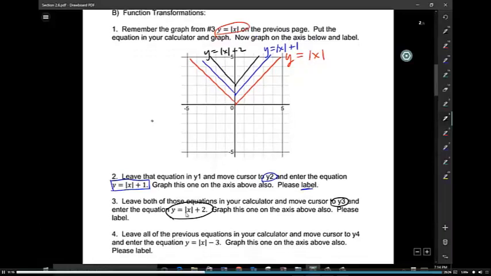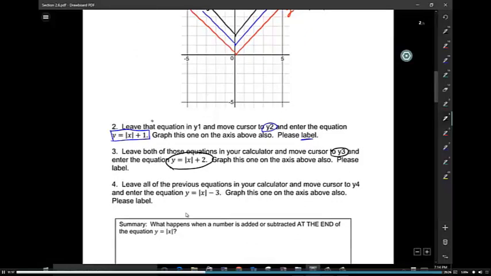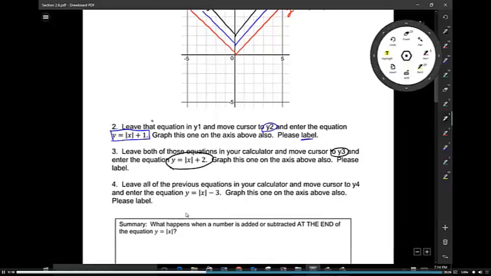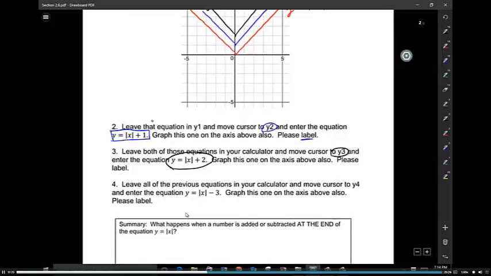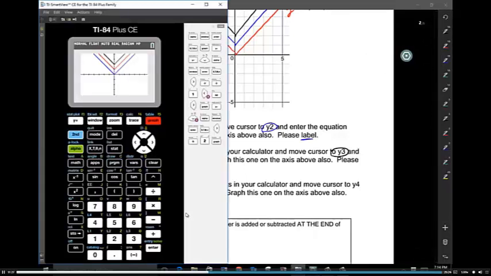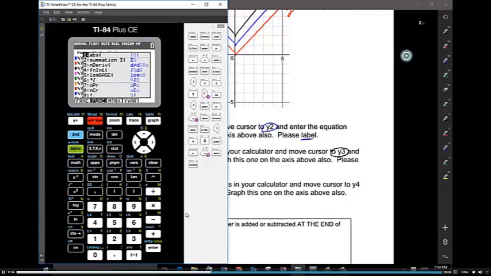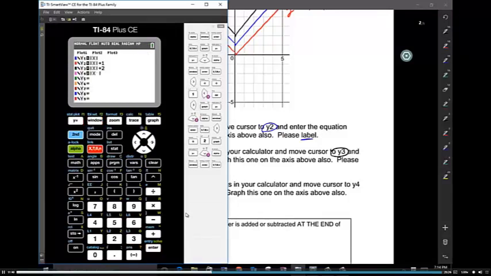Okay, now notice what it says. This time let's put in absolute value of x minus 3. So if I'm going to put in absolute value of x minus 3, I'm going to go to my calculator. Again, I'm going to leave all of those in. Just going to move my cursor down to the y4. Remember, absolute value is alpha window. Choose that first one, absolute value. Put in your x. But this time on the outside of the cursor, let's put a minus 3.